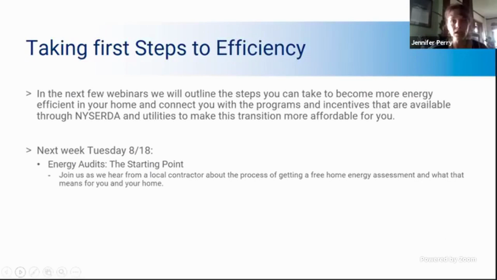So is it really leaky? Do you need to get some new appliances that are more efficient? Also, what programs do you qualify for? And like I said in the last slide, those payback periods will also be discussed. There'll be connections to financing, et cetera. So we look forward to hearing from Jen next week.